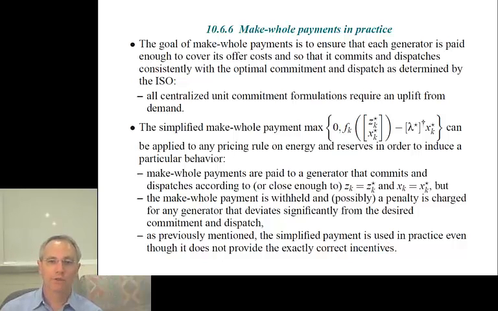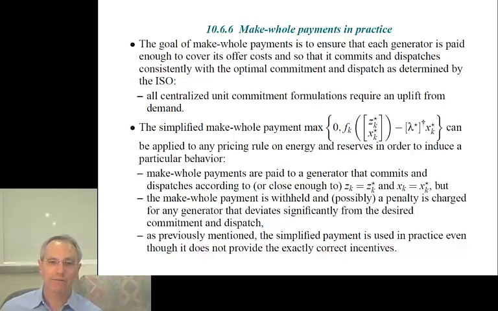We'd pay make-whole payments to any generator that commits and dispatches close enough, or according to Z_k = Z_k star and X_k = X_k star. The make-whole payment would be withheld, and possibly a penalty would be charged, for any generator that deviates significantly from the desired commitment and dispatch. As previously mentioned, however, the simplified payment is used in practice even though it doesn't provide exactly the correct incentives.